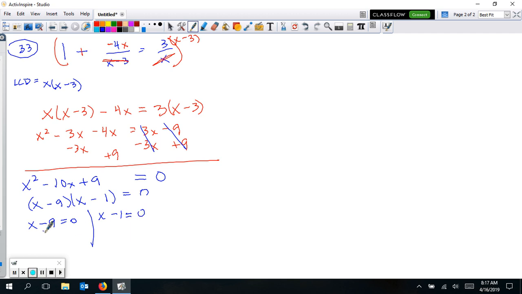So this one we're just going to add 9, so x is equal to 9. This one we're going to add the 1. So we just again want to check, are either one of these the excluded values from the problem? The excluded values would be 0 and 3, so we're okay to keep both of these answers then. You only don't keep the answer if one of your answers is an excluded value, and it's not. So both 9 and 1 are fine to keep. All right, 35.